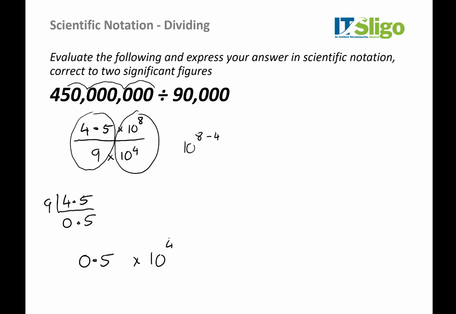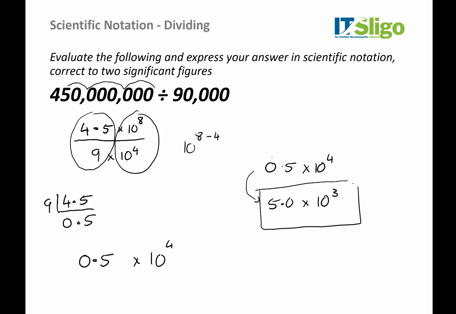But now, guys, I need to adjust this value. 0.5 by 10 to the power of 4. The number part is too small. I need to make that bigger. So I've made the left-hand side bigger. So as a result, the right-hand side must get smaller by a factor of 10. And again, two significant figures. That's as we have it.